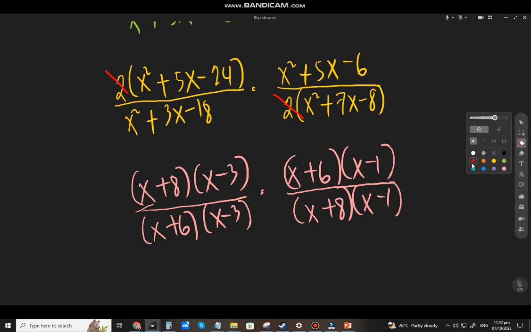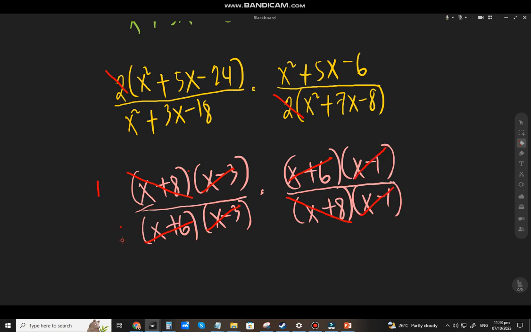Now we're going to cancel those terms. So we have x plus 8, and diagonally. Remember, it will only apply with multiplication, simplifying diagonally. If there's a plus or minus between them, you cannot do it. Careful. Because all of them are multiplication, we can cancel it. So x plus 6, x minus 3, up and down. You can do it up and down also.